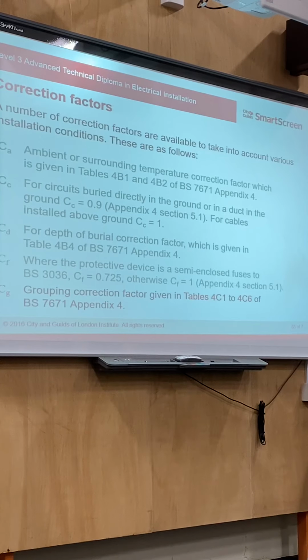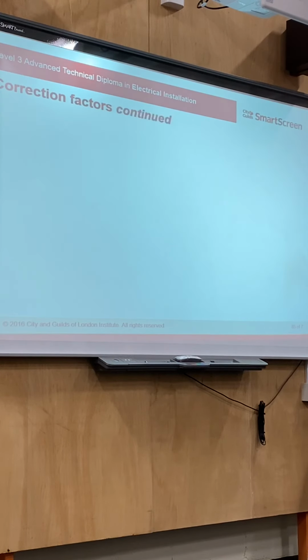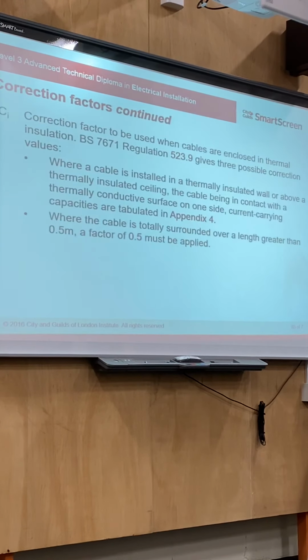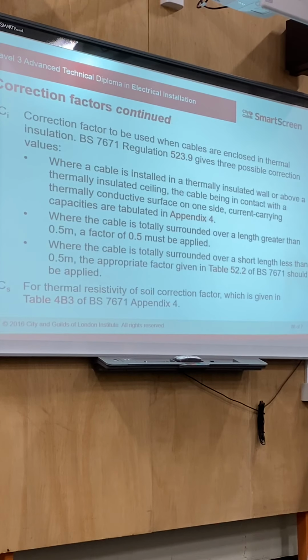We have CG, the grouping factor. Okay, and it's located in tables 4C1 to 4C6. That is taking into account different environments in which it's being run. CI is one of the ones which isn't actually located in Appendix 4. It's located in Part 5. Okay, and this takes into account the factor of how much depth the cable has been buried into thermal insulation and what effect that will have on our cables.